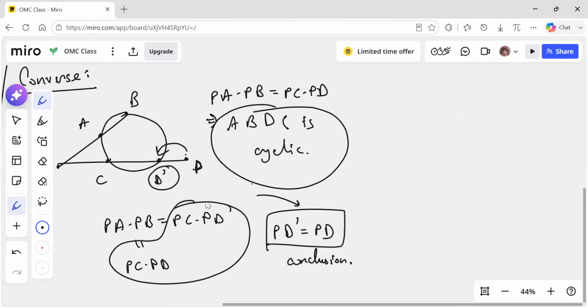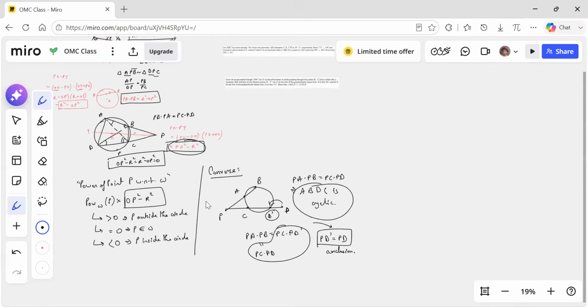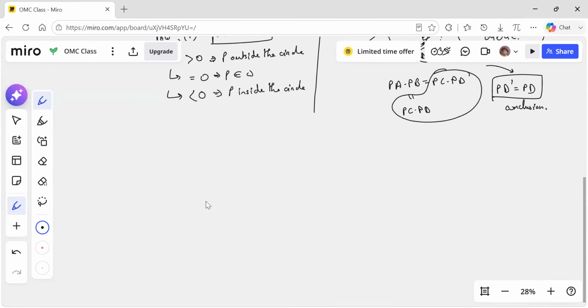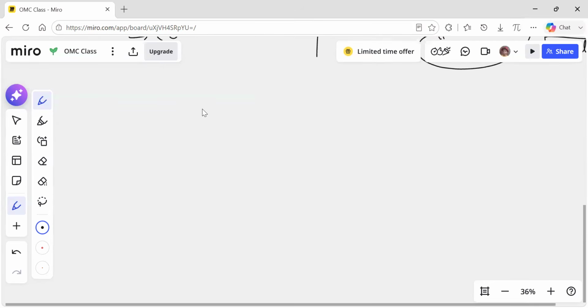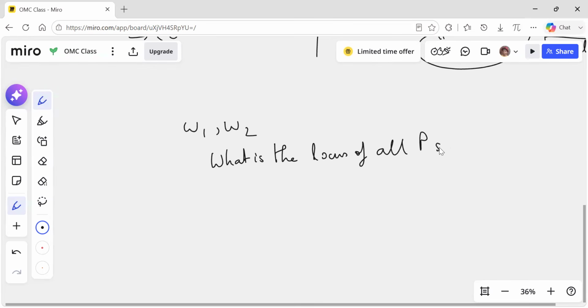Next, what are we supposed to do? Oh yeah. So this was quite a bit of power of a point. Now we want to develop more on this. We had one circle and we were quite happy with it, so let's take two circles. Now we have two circles, omega 1 and omega 2, and we have this question: what is the locus of all points P such that the power with respect to the first circle is equal to the power with respect to the second circle?